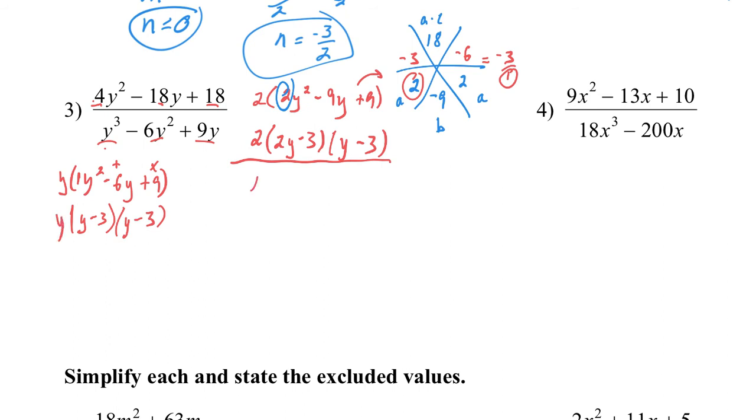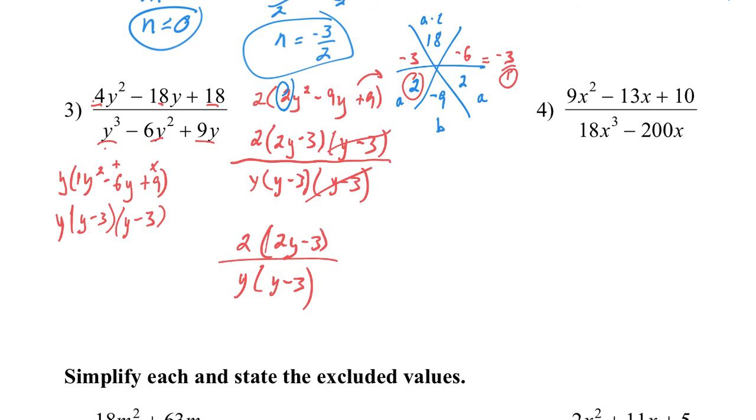So now I can write my denominator over here and then cancel out my factors that are the same. Then I'm going to write out my simplified fraction here. So 2y minus 3 over y times y minus 3.